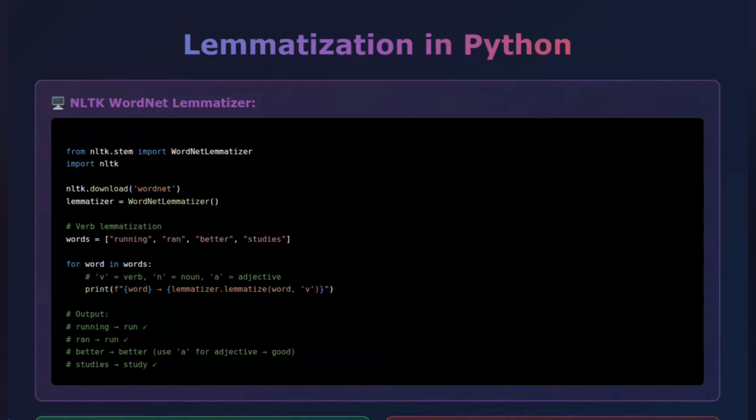The trade-off here is clear. Lemmatization gives you much better accuracy and always produces valid words, but it's slower and needs more computational resources.